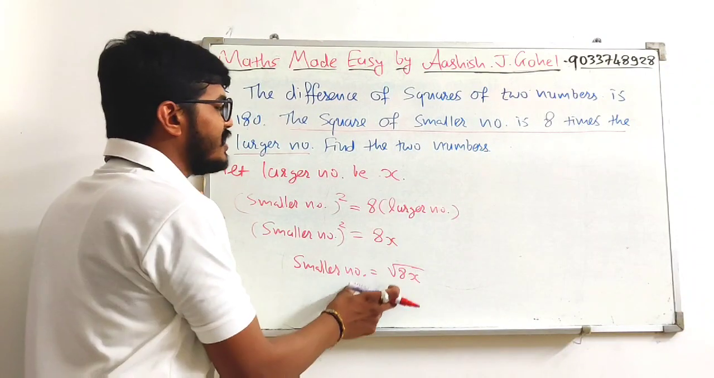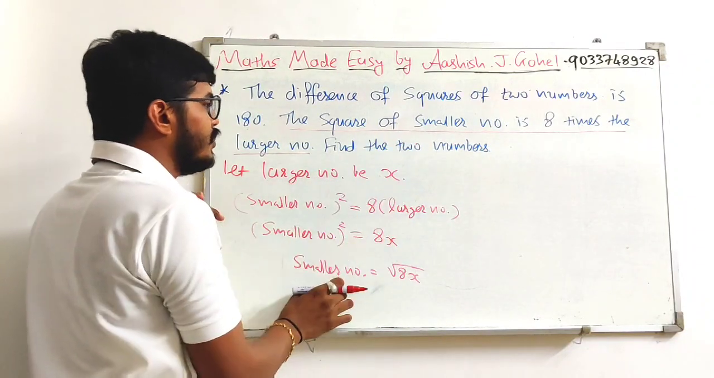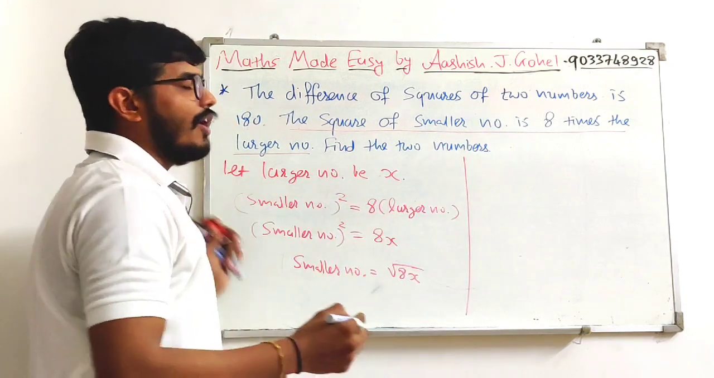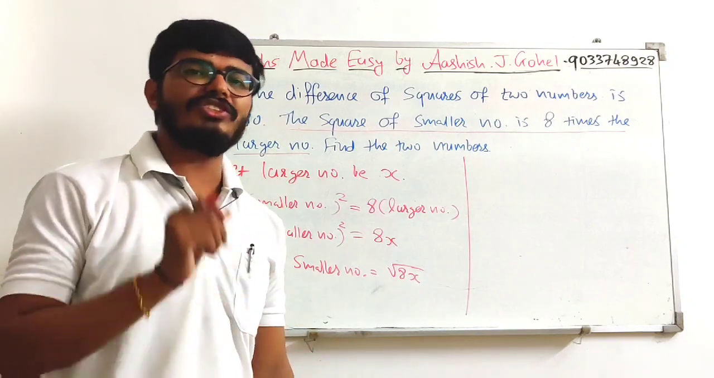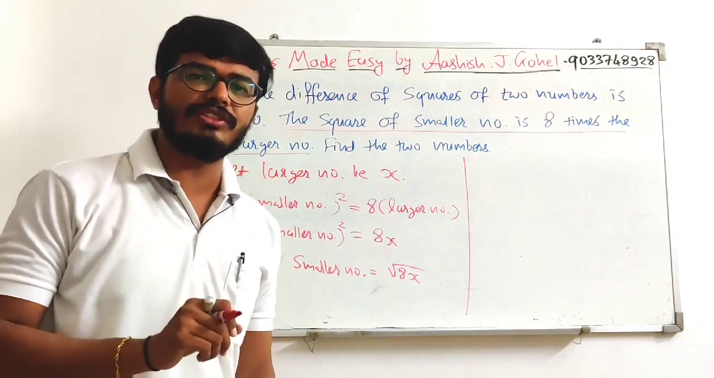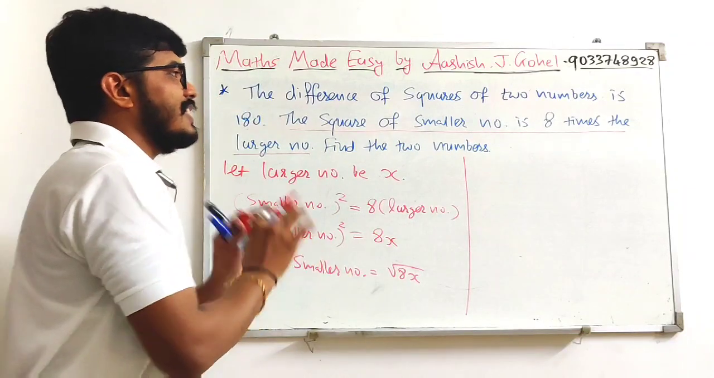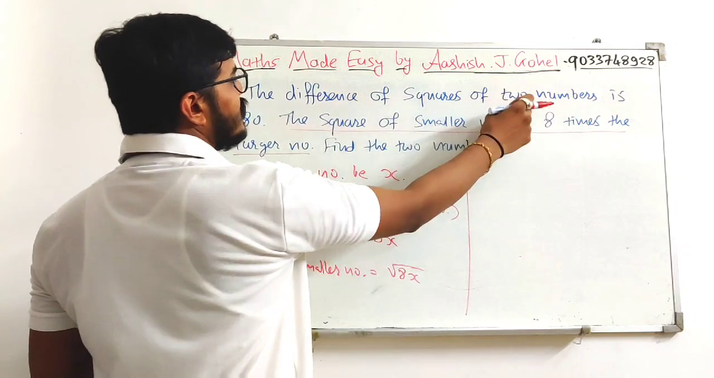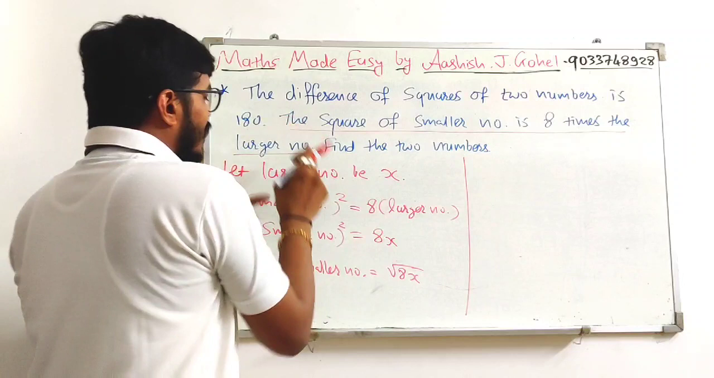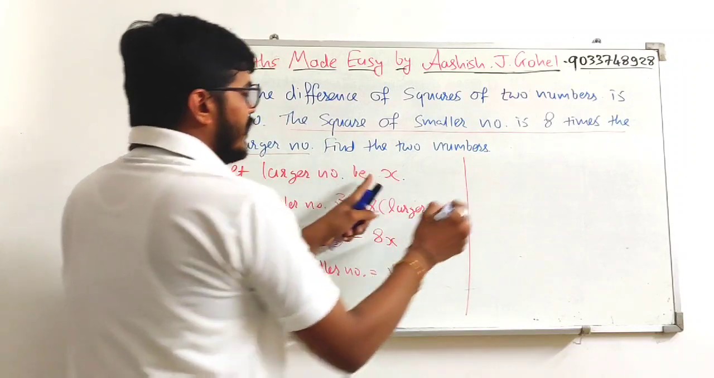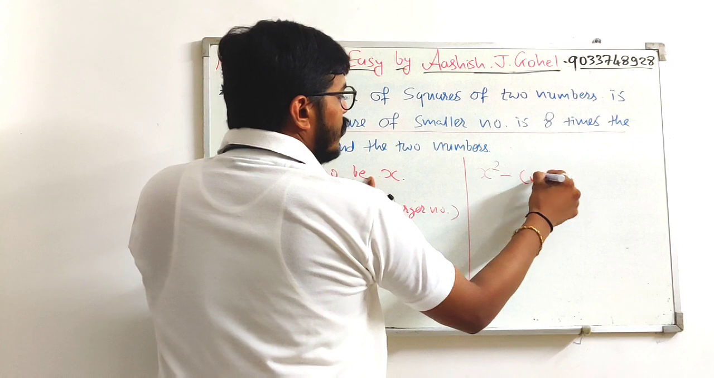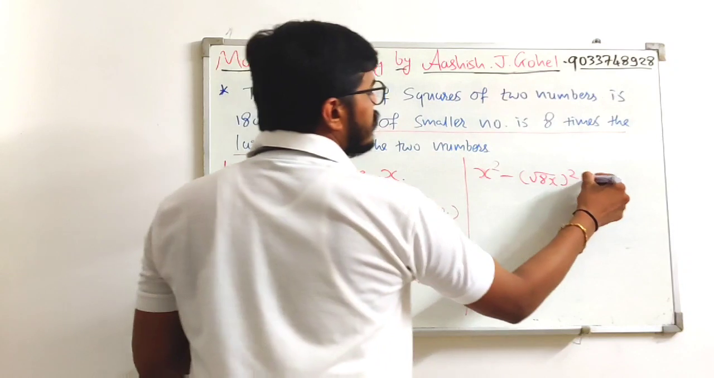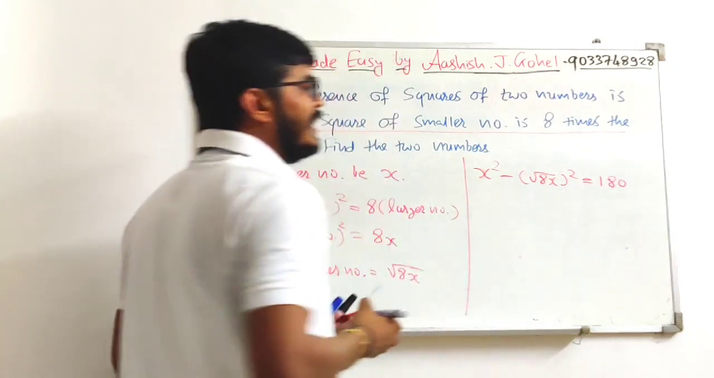If I take the square root on both sides, according to the given condition, we need to find the smaller number as well as the larger number, and we want only one variable, because in this chapter we are solving quadratic equations. A quadratic equation has one variable only. Now the first condition: the difference of the squares of two numbers. So the larger number square minus the smaller number square, that is x square minus root 8x whole square. The difference is given as 180, so it is equal to 180.